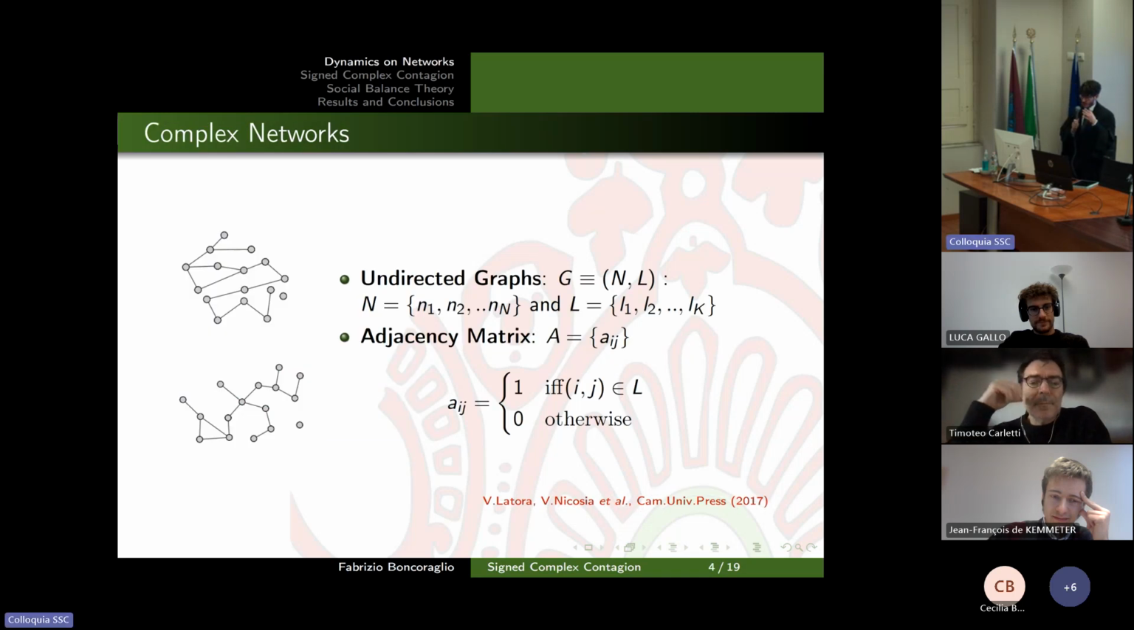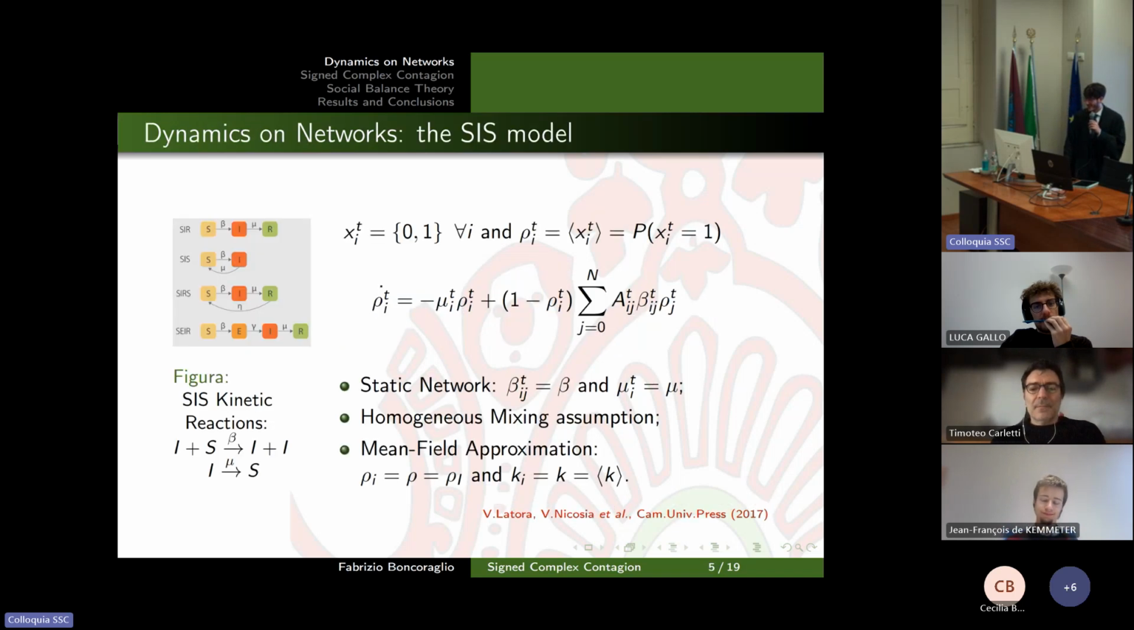Mathematically, a network is defined as a graph, which is an ensemble of N nodes and L links. Links in a network are couples of nodes. And the main tool for describing the topology, the microscopic structure of a network, is the adjacency matrix, whose entries are 1 if two nodes are linked, or 0 otherwise.